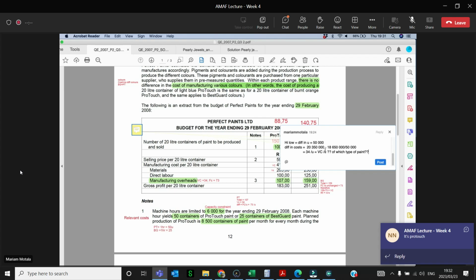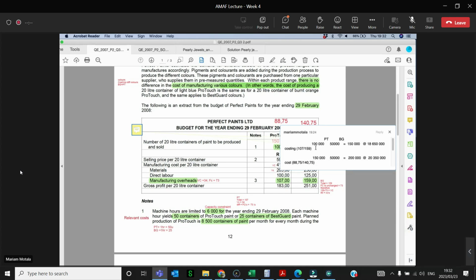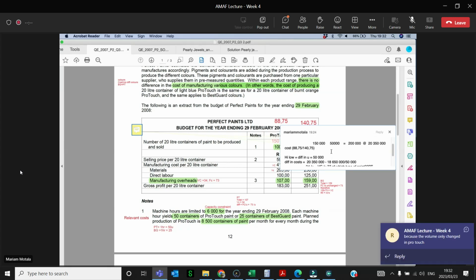It's Pro Touch. Yes. Why? Because when you add the 34 and the 73, it ends up to the given cost of 107 of the Pro Touch. But that had nothing to do with the 34 and the 73. We have solved for the 34 here. So if you've solved for the 34 by applying high-low, how do you know that that 34 rands per unit is the variable cost of Pro Touch?